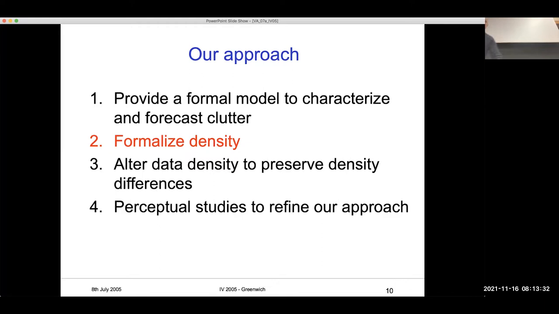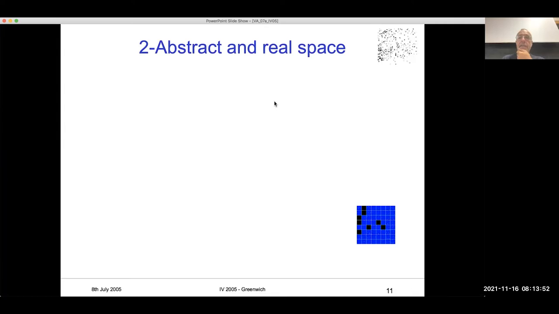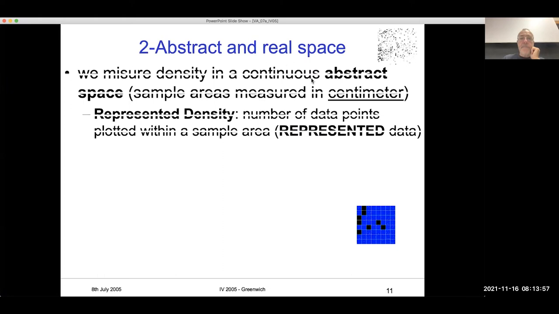We are in the context of a scatter plot, and we want to analyze data density, and we are formalizing the density in two different spaces. What I mean is, we have an abstract space and the real space. The abstract space is this one, and it is about representation.